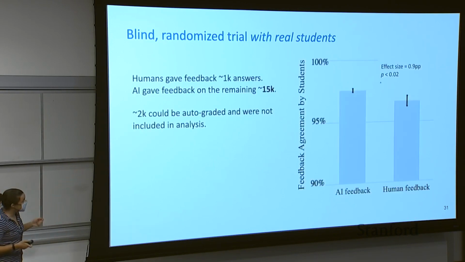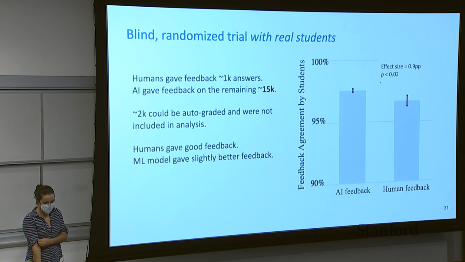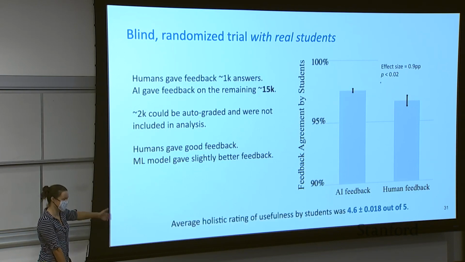And so what we found is that in both cases, the human and the machine learning model were giving pretty good feedback. The students were agreeing with the feedback from the model 97.9% of the time, and they were agreeing with the human feedback 96.7% of the time. Now, you could agree with things but not have them actually be useful. So we also asked them if they think it's useful, and they said it was. They rated it as being useful with a score of 4.6 out of 5.